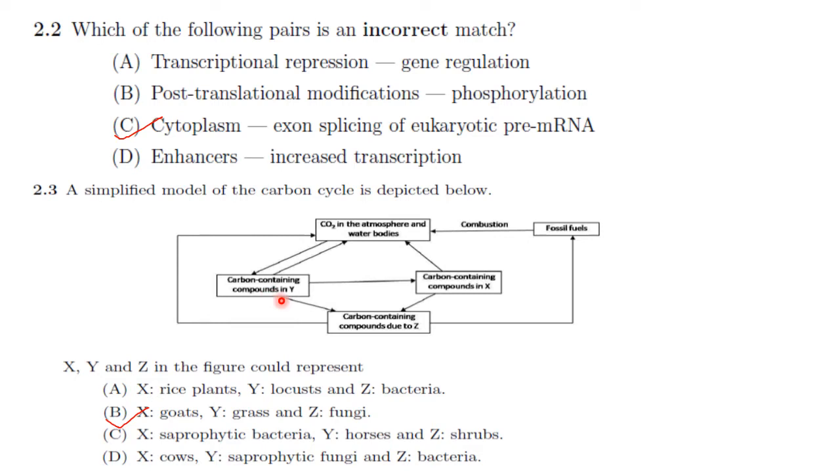So Z must be some saprophytic organism, either fungus or bacteria. Then Y is being consumed by X, so X must be a herbivore and Y must be a producer. Y is releasing carbon dioxide to the atmosphere through respiration as well as taking in carbon dioxide, so Y is grass, and X is releasing carbon dioxide through respiration. So B is the correct option: X will be goats, Y will be grass, Z will be fungus.